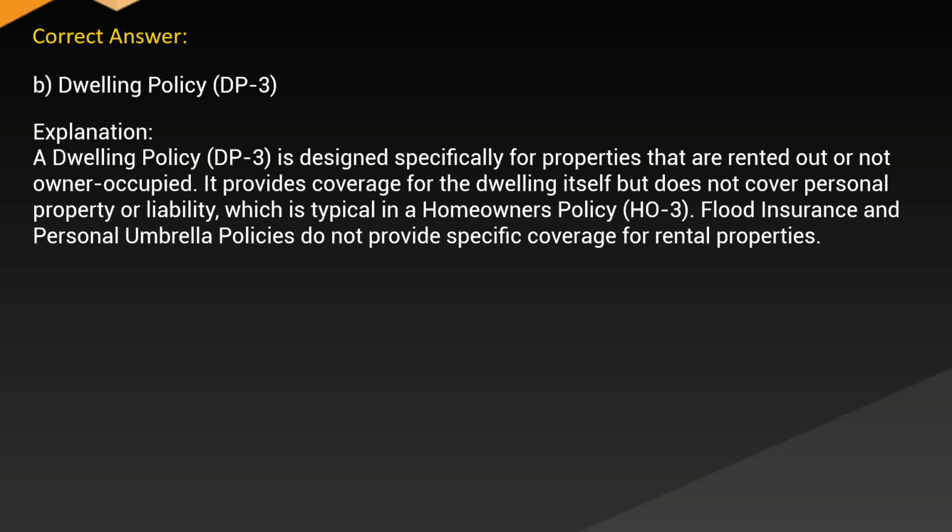Correct answer. B. Dwelling policy DP-3. Explanation. A dwelling policy DP-3 is designed specifically for properties that are rented out or not owner-occupied. It provides coverage for the dwelling itself but does not cover personal property or liability, which is typical in a homeowner's policy HO-3. Flood insurance and personal umbrella policies do not provide specific coverage for rental properties.